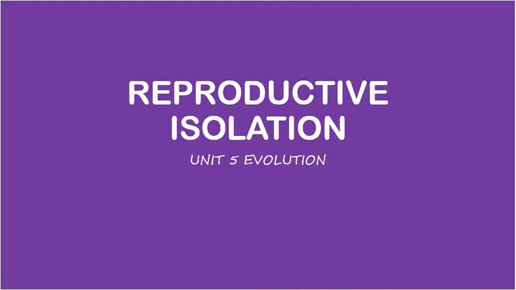In the previous video we talked about speciation and how species are created through allopatric speciation and sympatric speciation. In this video we're going to be really focusing on the mechanism, the process of how speciation occurs, and that's called reproductive isolation.